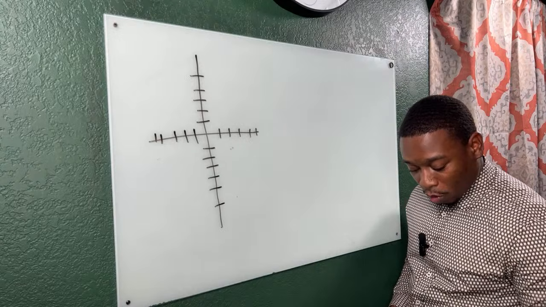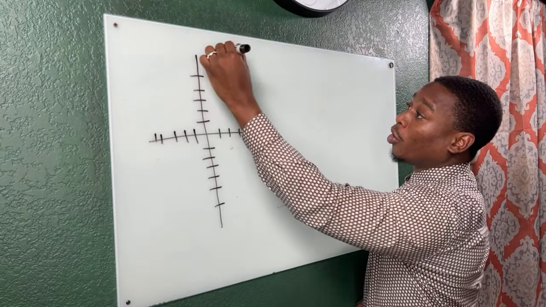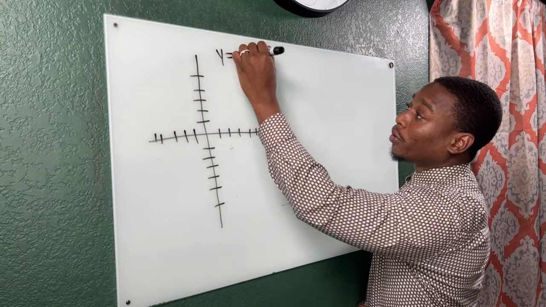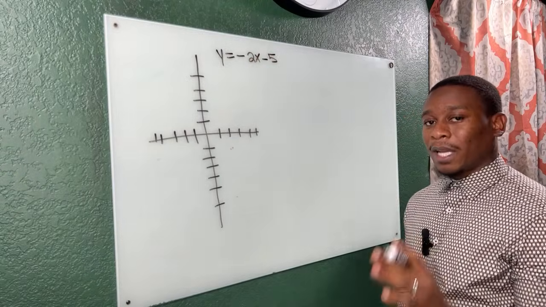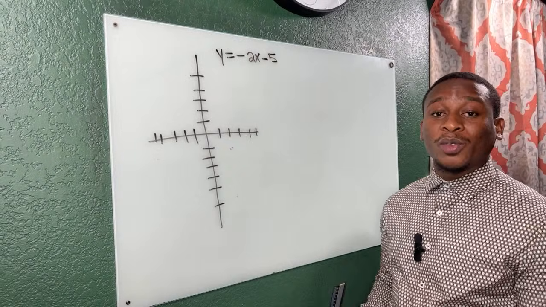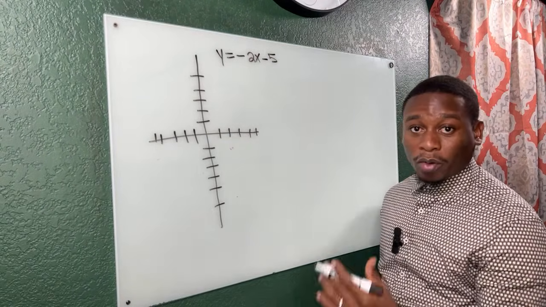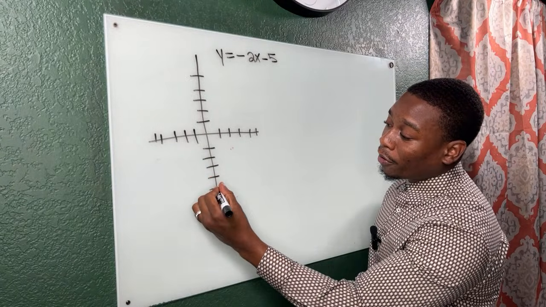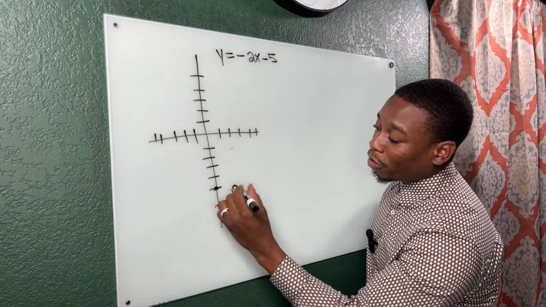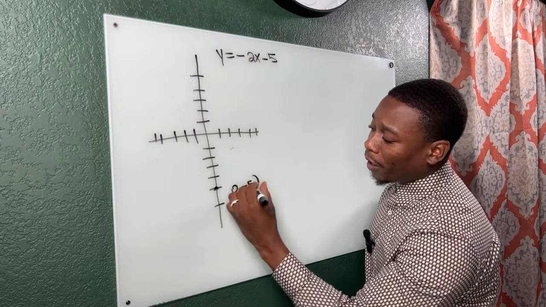All right. So they told us to graph this. Y is equal to negative 2x minus 5. Now, family, first thing we need to know, there's two things we need to know. One, the first point we're plotting is the y-intercept. So we go down 1, 2, 3, 4, 5, right? So here goes our first point, 0, negative 5.